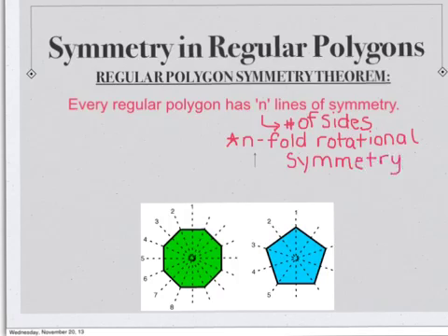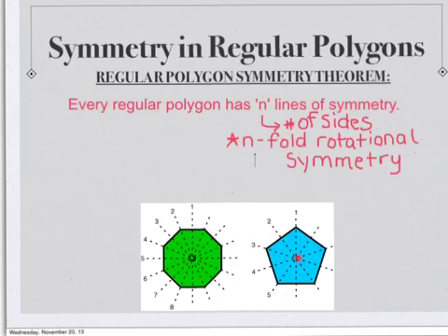Okay, so n-fold rotational symmetry. When you have n lines of symmetry, you can say you have n-fold rotational symmetry. So a hexagon has 6 sides. So a hexagon is going to have 6 lines of symmetry, and it would have 6-fold rotational symmetry. And what that means is, for example, I'm going to use this pentagon down here at the bottom. I've got my 5 lines of symmetry drawn in. 1, 2, 3, 4, 5. And we'll talk about how to locate those lines of symmetry in just a second.